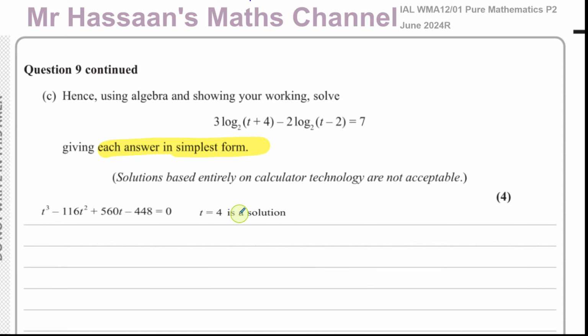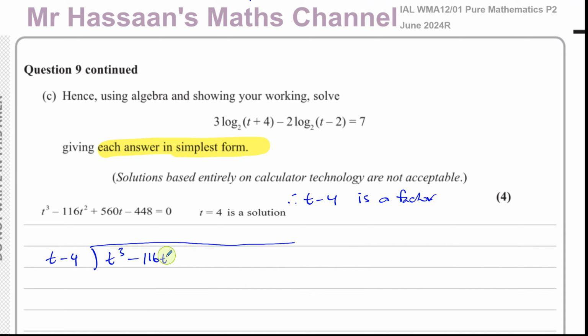If t equals 4 is a solution, that means t minus 4 is a factor. So now that I know t minus 4 is a factor, I can divide this by t minus 4. Just make sure there's nothing missing: cubed, squared, that's right, so nothing missing. So t cubed minus 116t squared plus 560t minus 448. I'm going to do algebraic long division here to find the other factor.